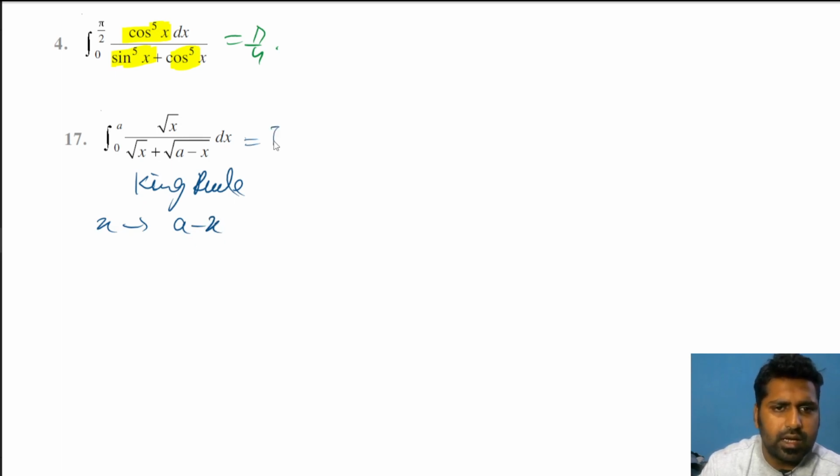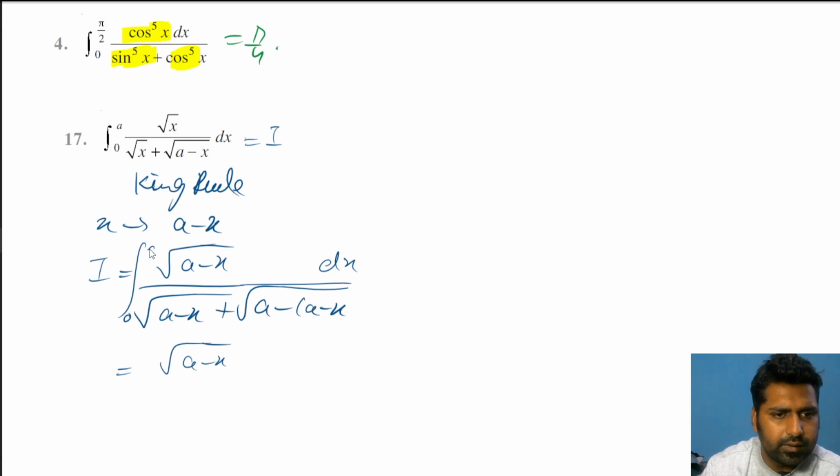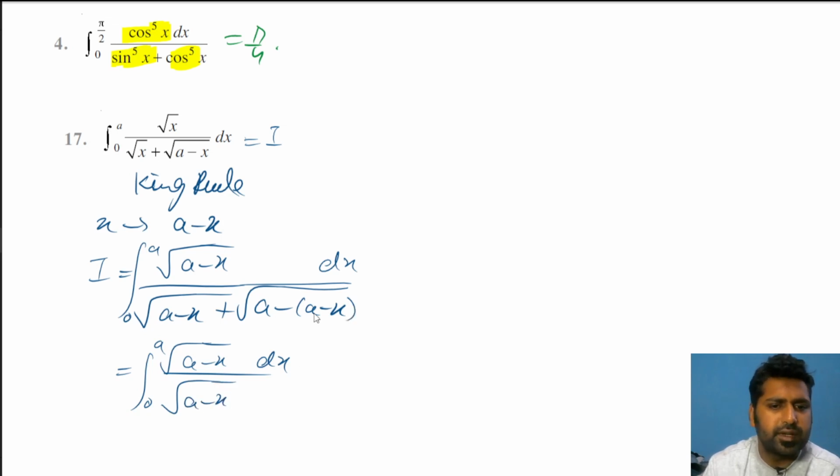Okay, this is our I, so another new I gets generated, I as square root of a minus x in the numerator, and the denominator also square root of a minus x plus square root of x. So this is nothing but integration 0 to a, dx, root a minus x over the same denominator. And if we solve this, what do we get? You are getting again the same denominator. This is 1, this is your 2.